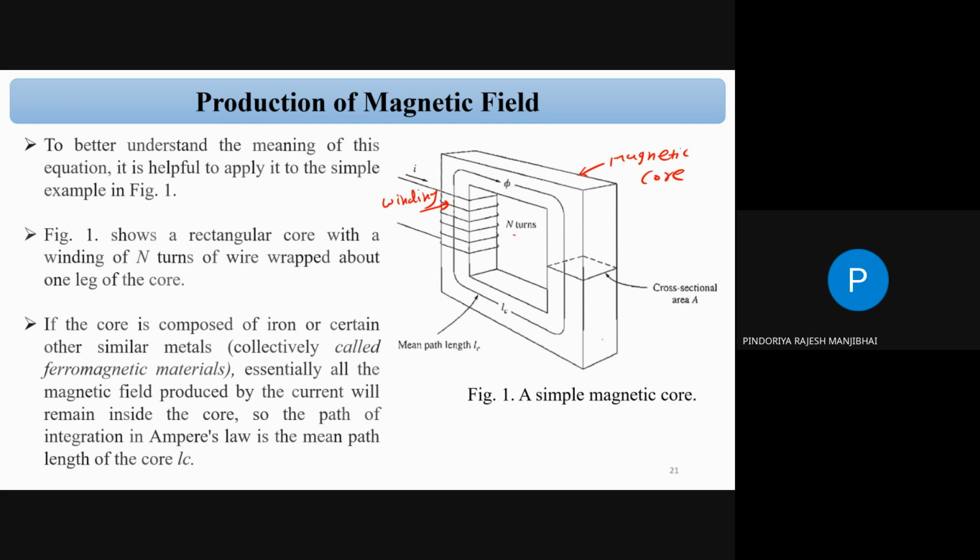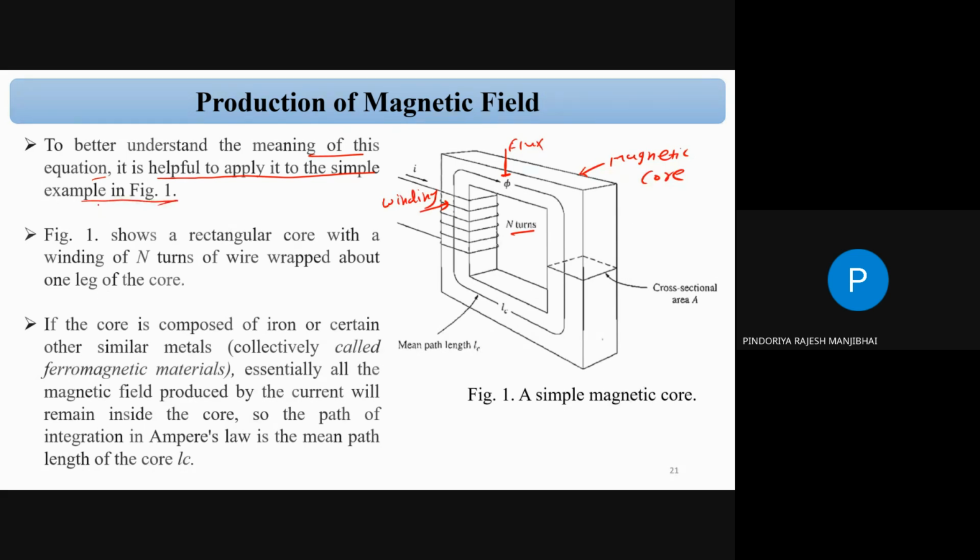Okay. So this is the number of turns. This is the flux. And this is the supply current, so we can say I. For a better understanding of the meaning of this equation, it is helpful to apply this simple example in figure 1.